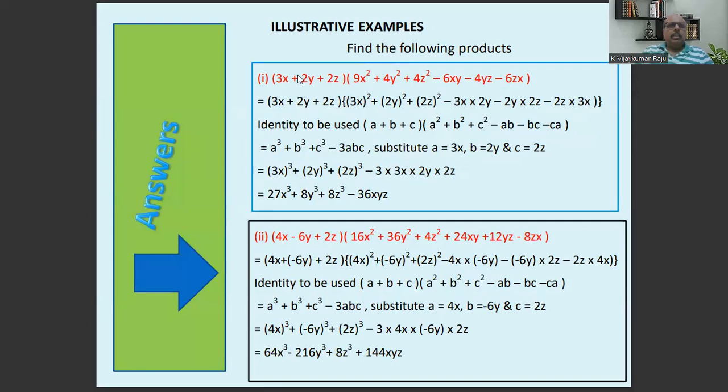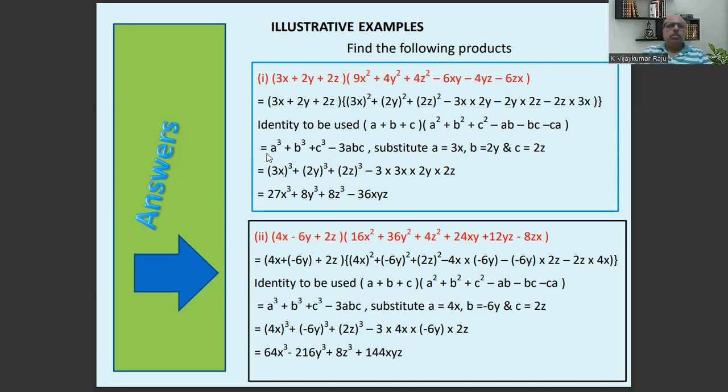Here, 3x plus 2y plus 2z. In the second bracket, 9x square, 4y square. That means this is the square of the first term, this is the square of the second term, this is the square of the third term. And multiply these two, 3 2s are 6xy, minus 6xy. So the expansion will be a plus b plus c, a square plus b square plus c square, minus ab minus bc minus ca.